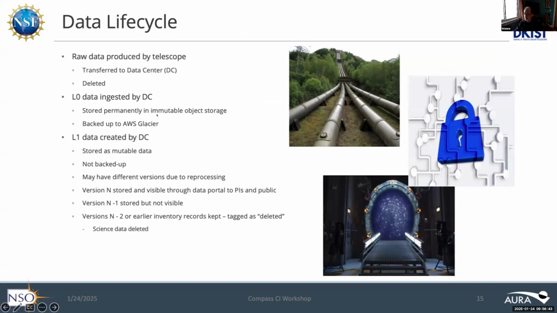Once the data is ingested by the data center, we store it permanently in a Ceph bucket. It's immutable, and it is also backed up to AWS Glacier. That's our backup solution. The level 1 data that we create at the data center, which is calibrated data, we store as mutable data because we can change it. It is not backed up.